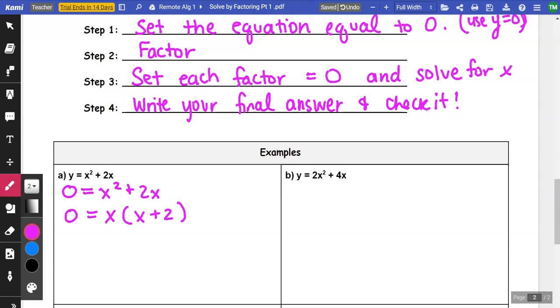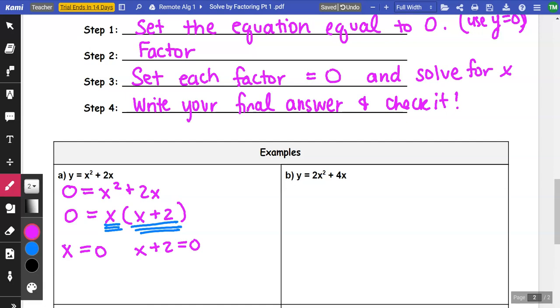Now we're ready for step 3. Set each factor equal to 0 and solve for x. So I'm going to set this first factor, which is x, equal to 0. Then I'm going to take the second factor, x plus 2, and set it equal to 0. And now we need to solve for x. So we have the equation x equals 0 and x plus 2 equals 0.